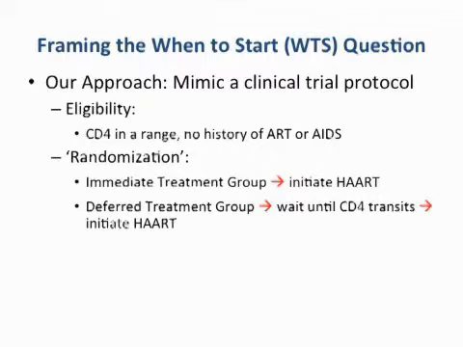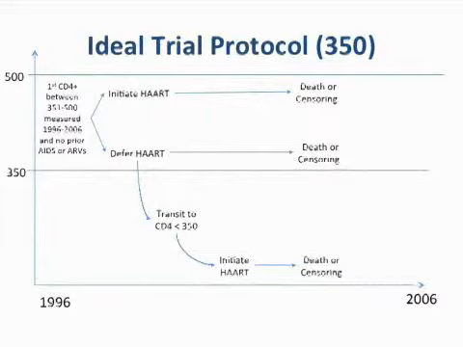So pictorially, we have this. Right? We have individuals who are coming in whose CD4 cell counts are between some sort of level. They would be randomized to either initiate it immediately or defer. The deferral would wait until their CD4s decline, and then they would initiate therapy. And then all individuals would be followed. Our outcome here was all-cause mortality. So that's what we were trying to mimic.